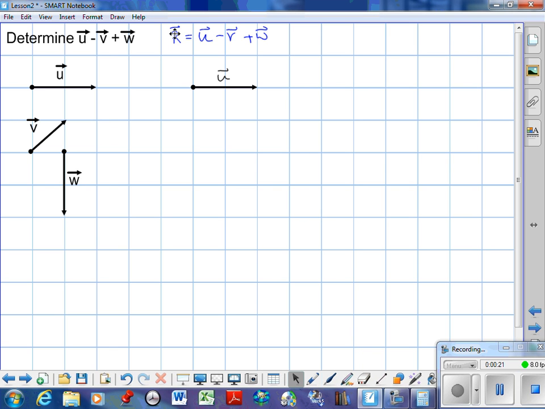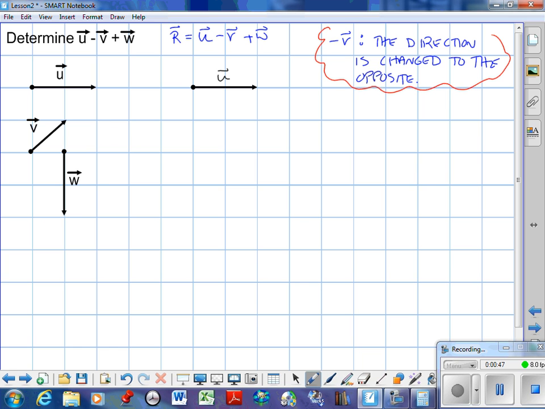Now, what does negative v mean? So we're subtracting the v vector. What does that mean? It means the direction changes. The direction is changed to the opposite. All right, so if you see a negative vector, it still has the same size. However, it's changed directions.